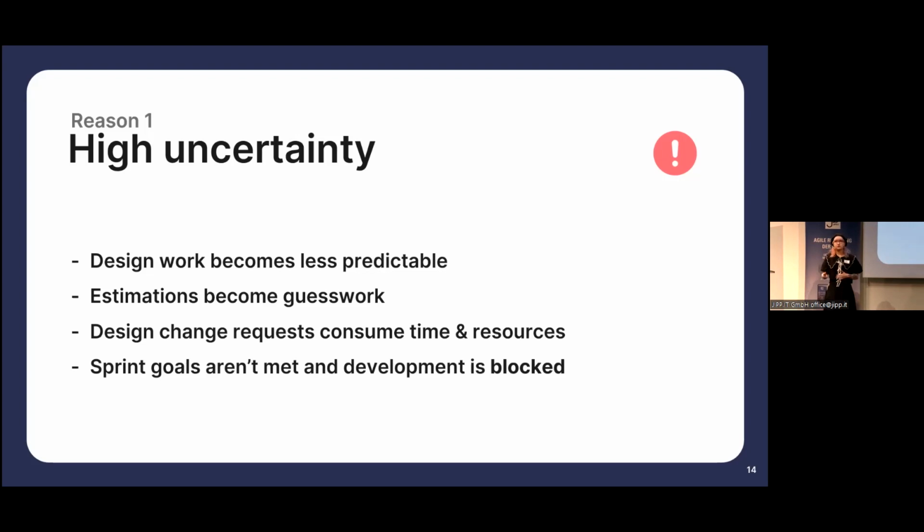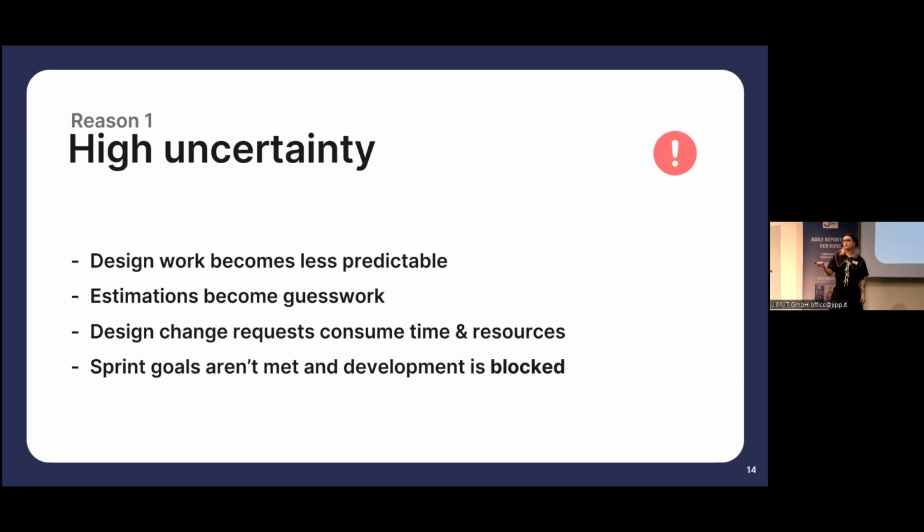Also, therefore, sprint goals aren't met and development is blocked. And us designers know that the worst thing that can happen is that development is blocked. That is usually the worst case for the PO, and puts a lot of pressure on the designers to deliver something recurringly that is actually handed off and finished.